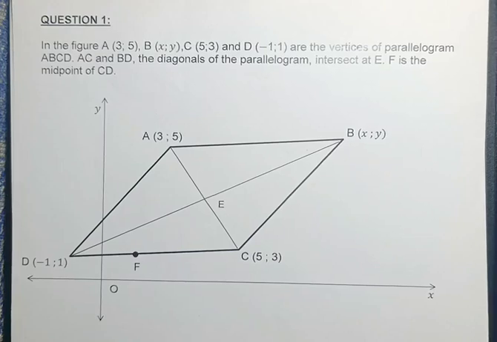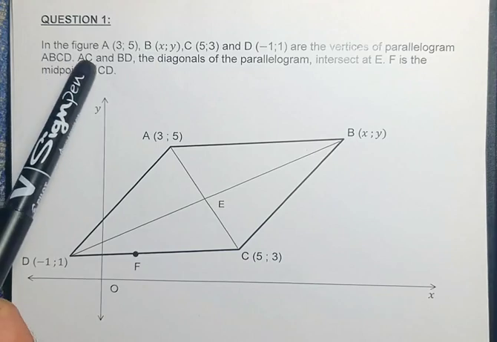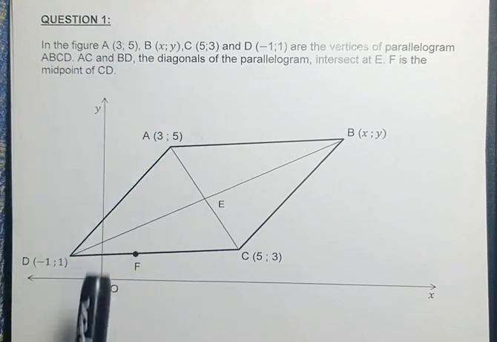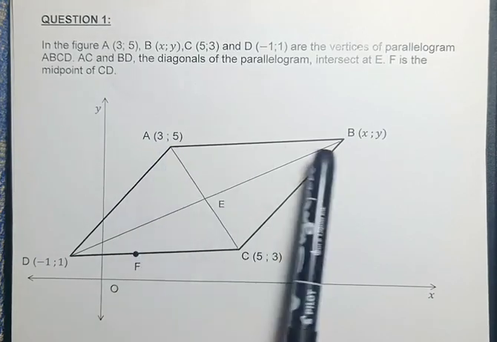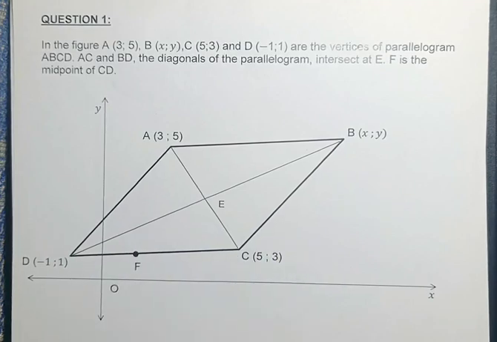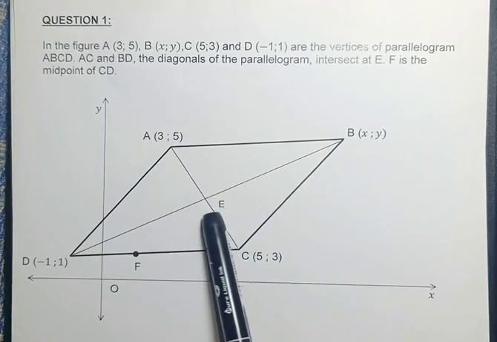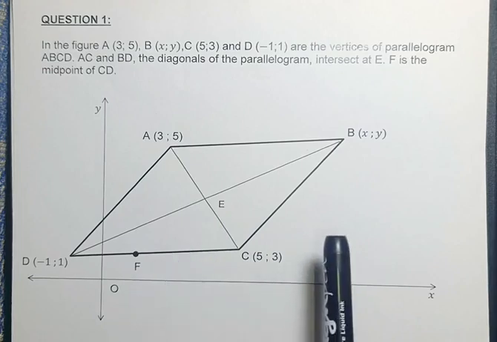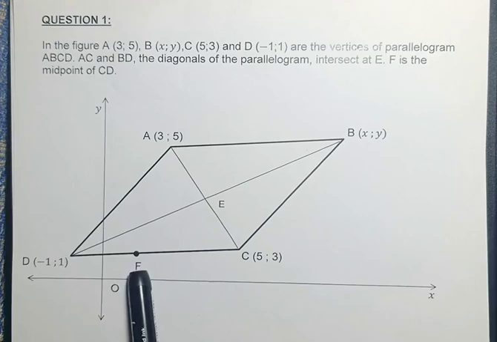Have a look. So, question number one. This is a brand new question I set up for the paper. In the figure, A, B, C and D are the vertices of parallelogram ABCD. The diagonals AC and BD intersect at E. F is the midpoint of CD.